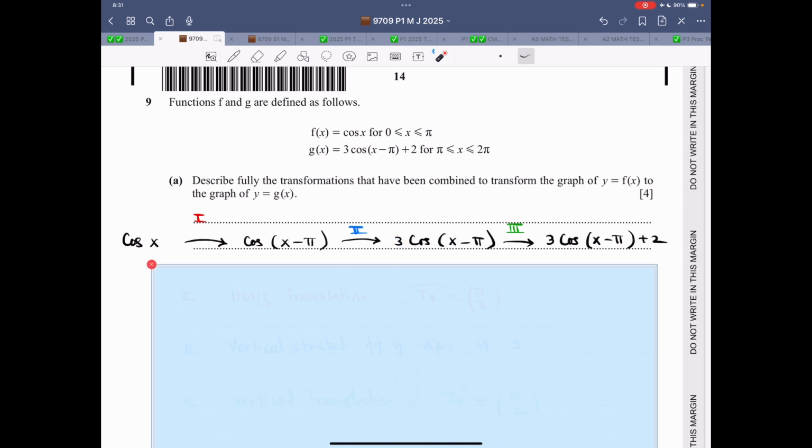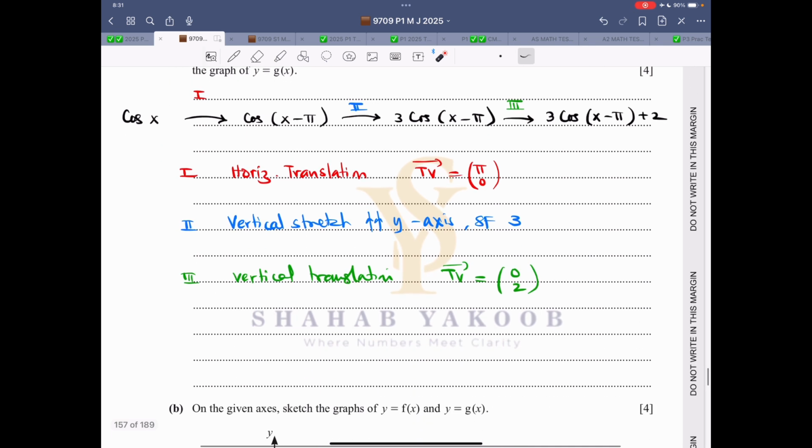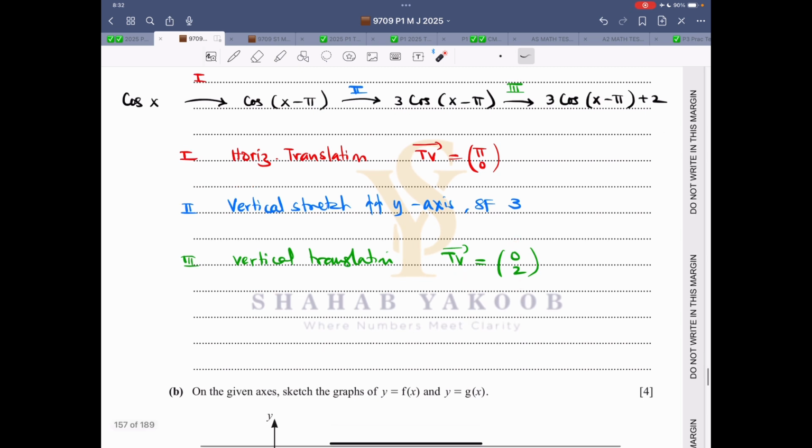So now let's look at what I have written. The first one, that is this thing, cos(x minus pi). That means it's a horizontal translation. The translation vector is (pi, 0). Remember the opposite effect along the x-axis. The second one, it's a vertical stretch parallel to the y-axis, scale factor 3. So that is over here. Then the third one, vertical translation. It's going 2 units up. Whatever is written, that's written. Translation vector is (0, 2).